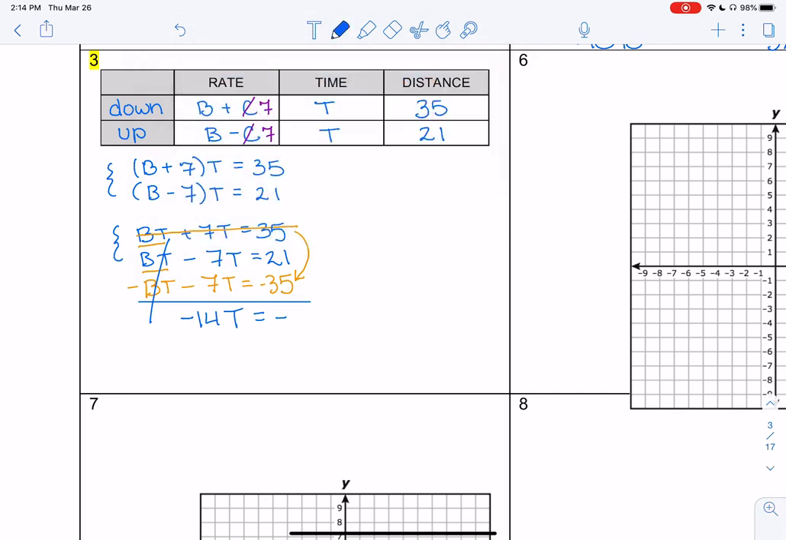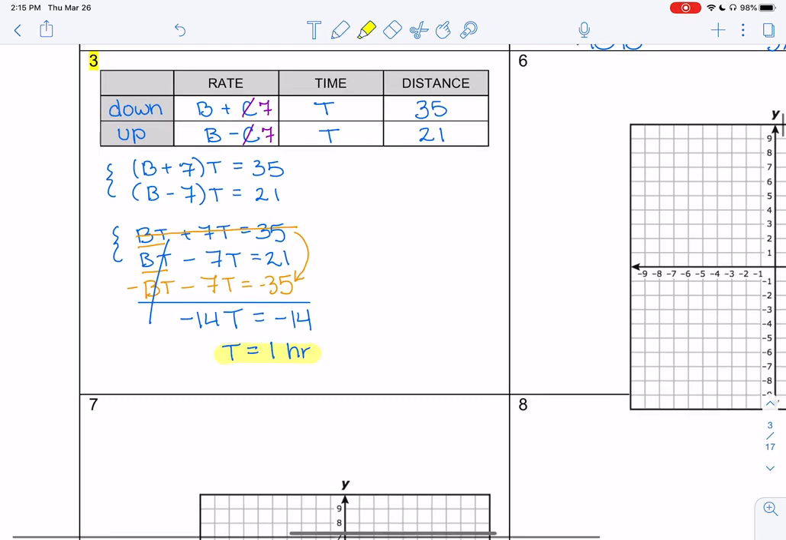And that would mean that when we subtract, we would get a negative 14. That's much better. Divide both sides by the negative 14, and I get t equals 1. Okay, so that is 1 hour. And I don't know that it actually asks for that part of it. It does ask us for the rate of the boat. So I need to go back and plug in to find out the B value.